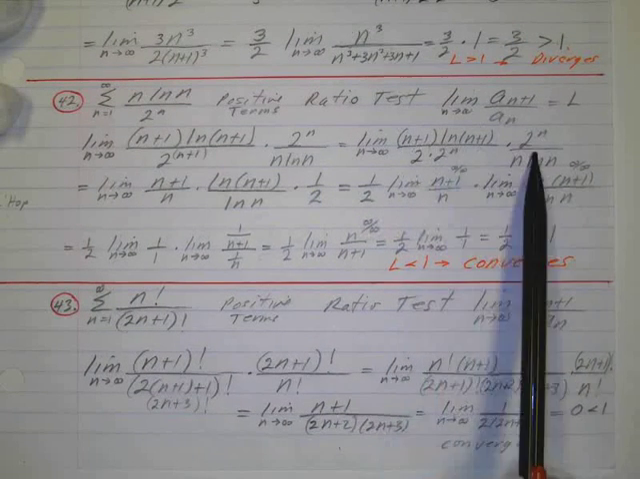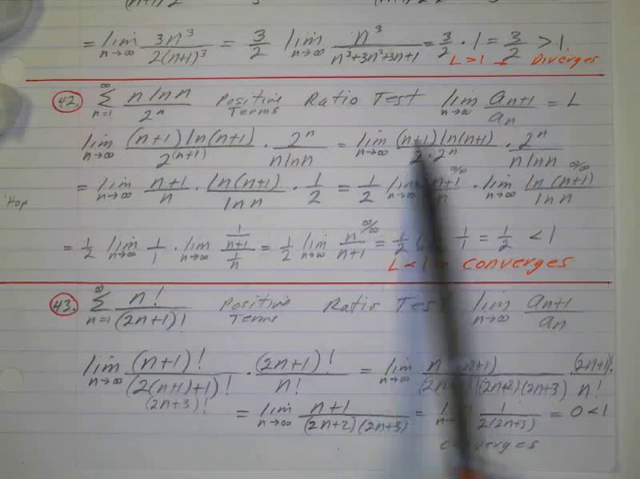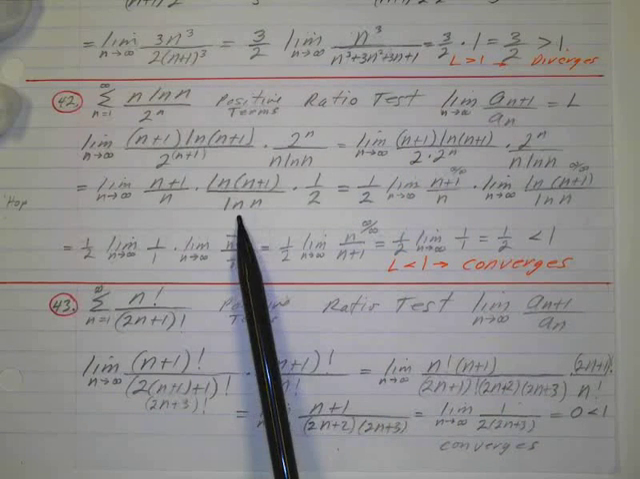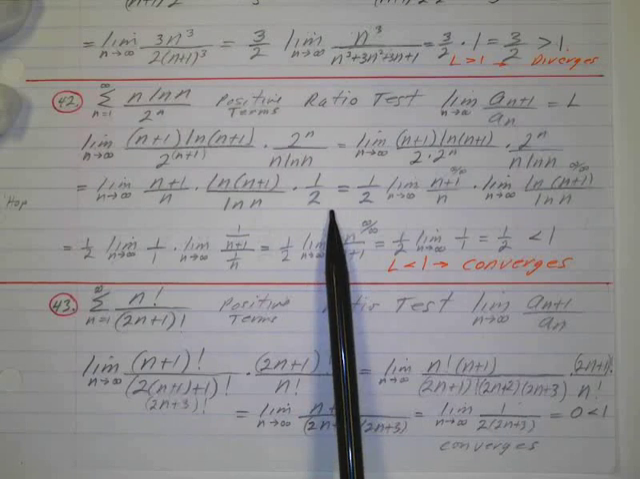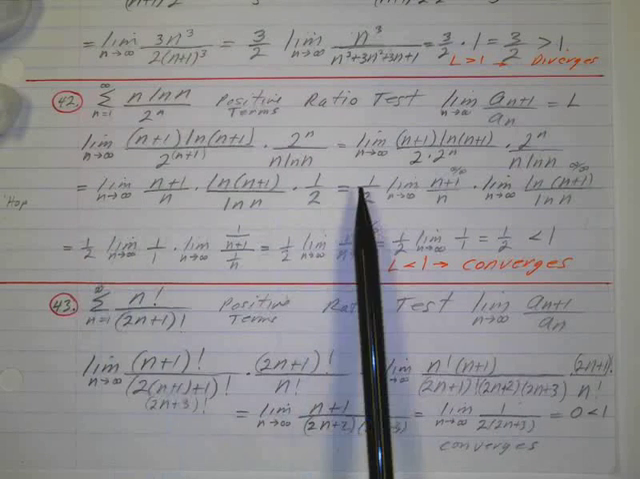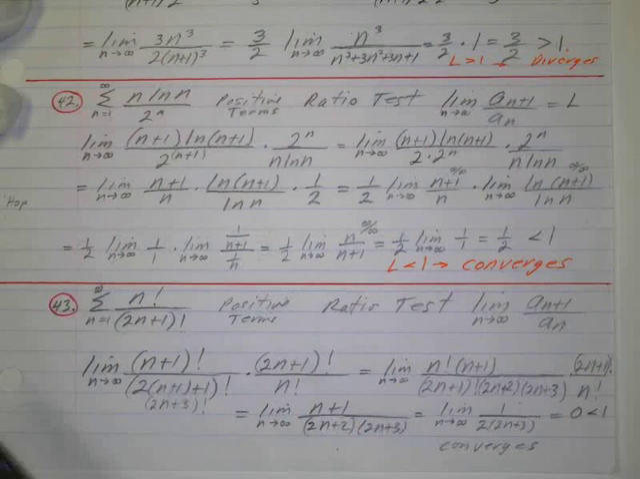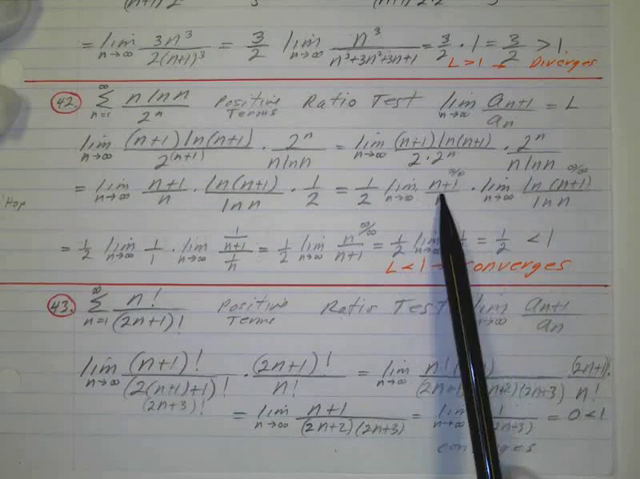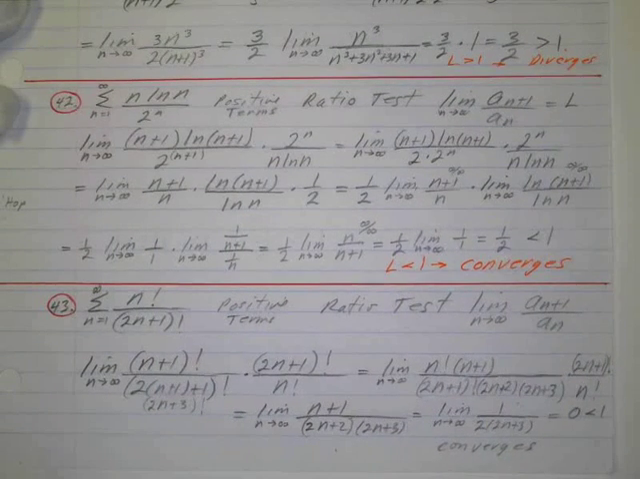So I have 1 half, and then I've got all these things going on with n plus 1 over n, and then the natural log of n plus 1 over the natural log of n. And this is the limit. What I did was bring the 1 half out using the constant rule, and then I remembered the limit of a product is the product of the limits, so I broke this up into two different limits.